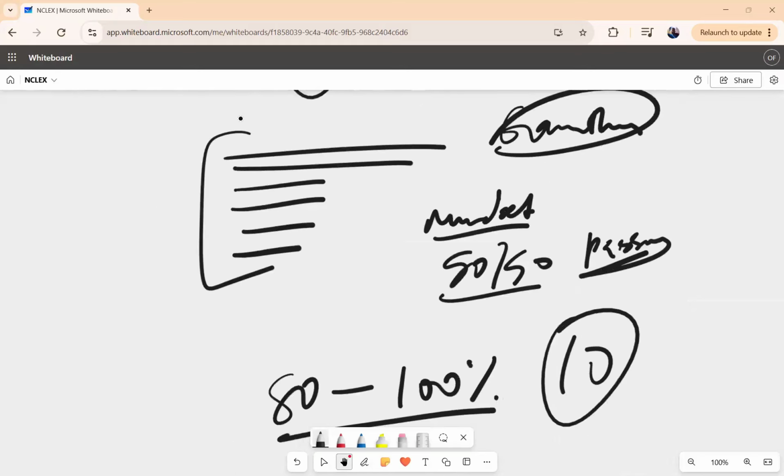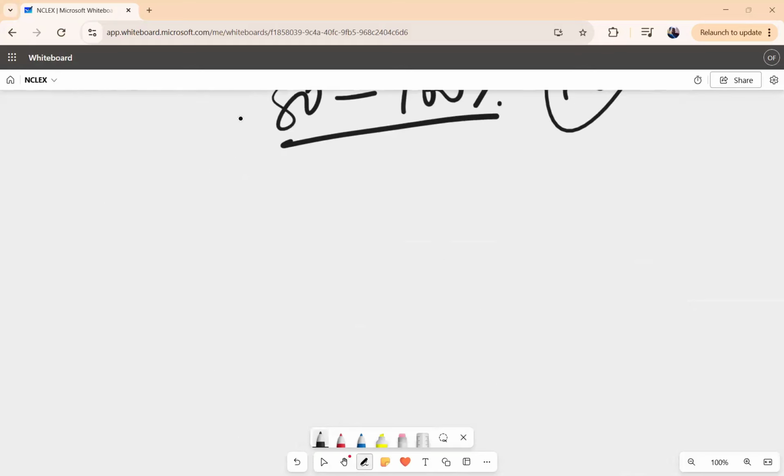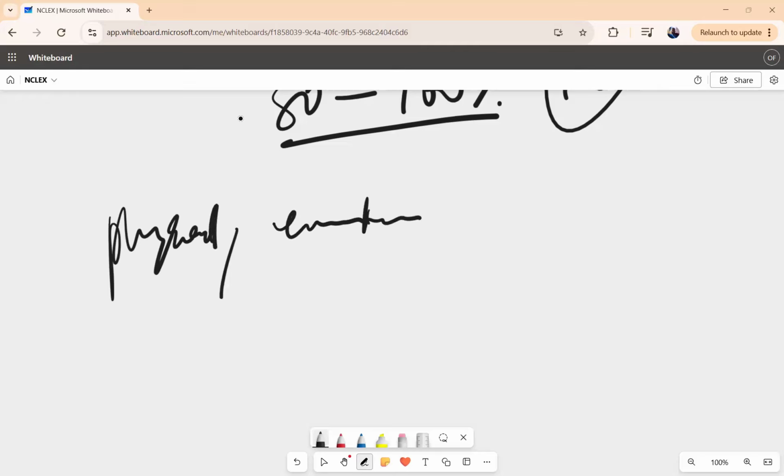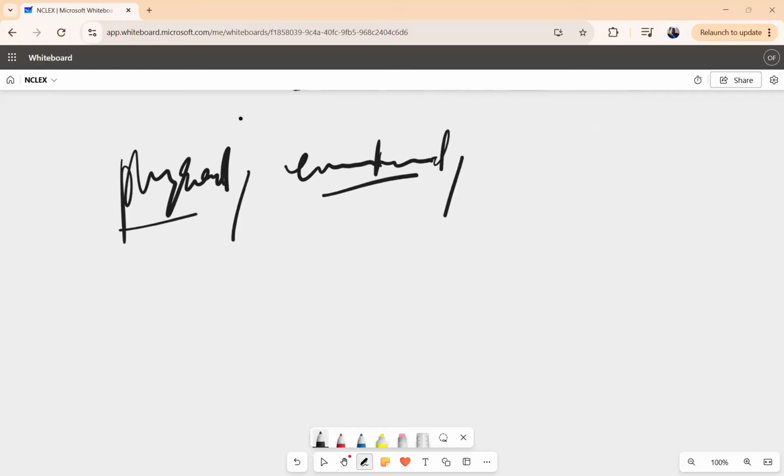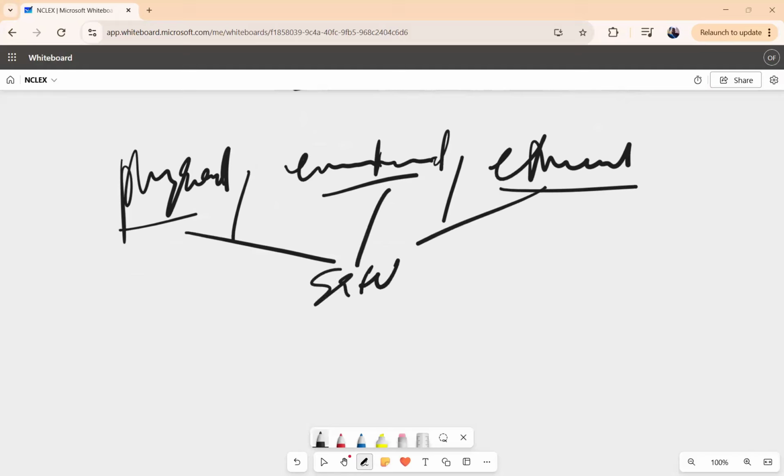Now, NCLEX is about safety, right? And safety is not only when a patient is going to die. Safety has to do with the physical aspect of the client, the emotional aspect of the client, and the ethical aspect of the client as well. Safety is in all of this. That's how NCLEX tests safety.